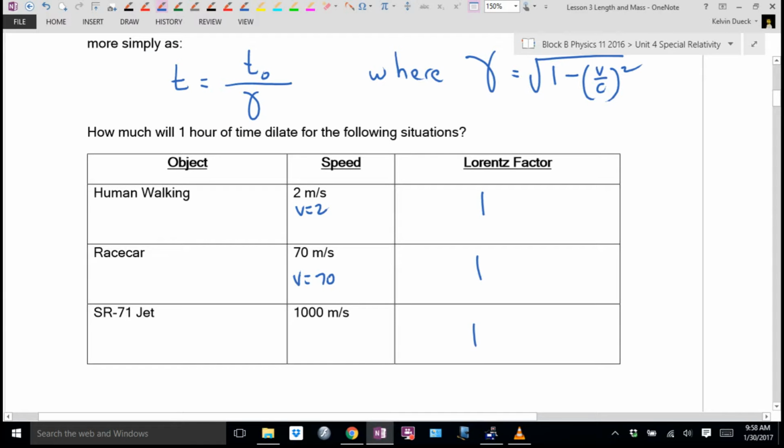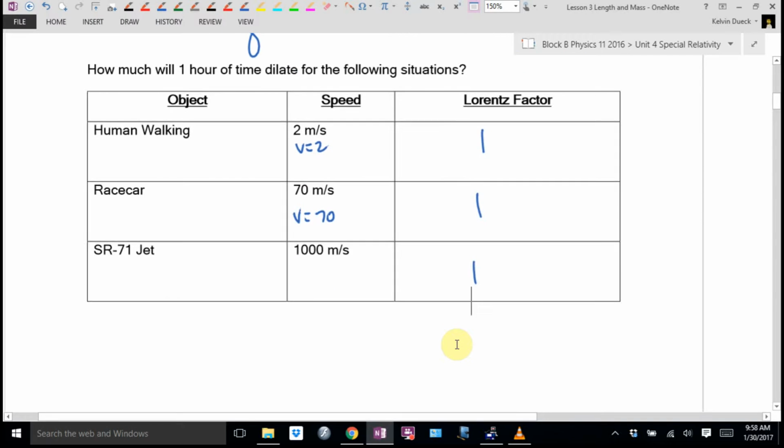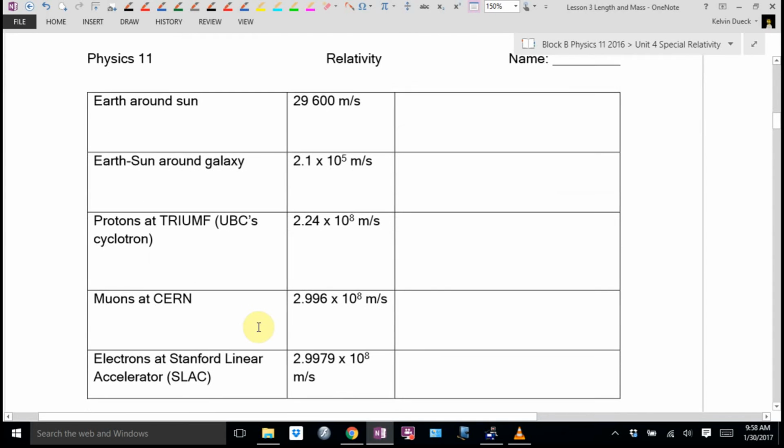Even after an hour on the SR-71, although technically you have aged slightly slower, it doesn't show up. The Earth moves around the sun at 29,600 meters per second, which means time is moving slower for us than it is on the sun, because the sun is at rest relative to us. Maybe if people lived on the sun, would they notice that we are aging slower?